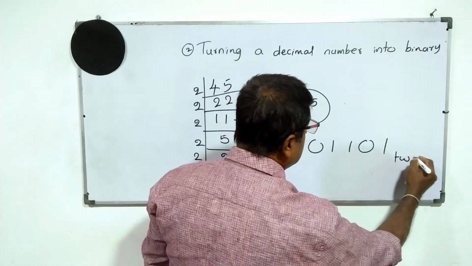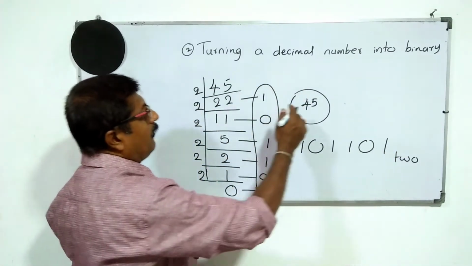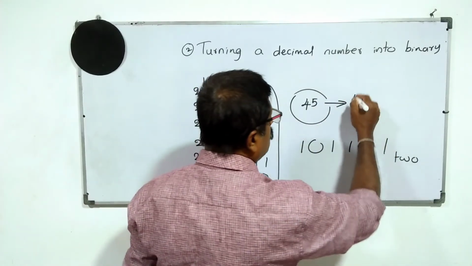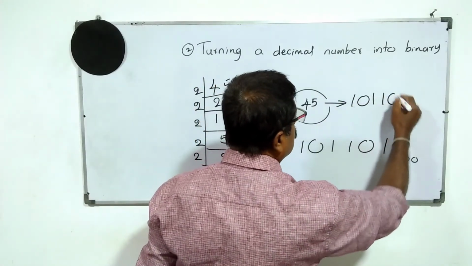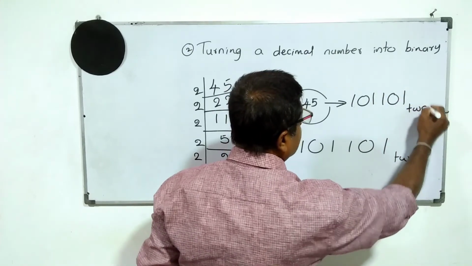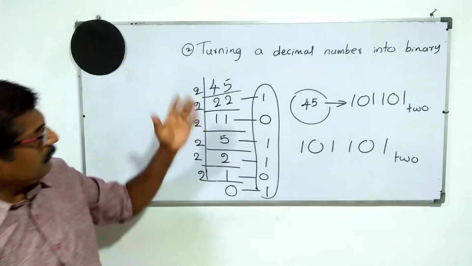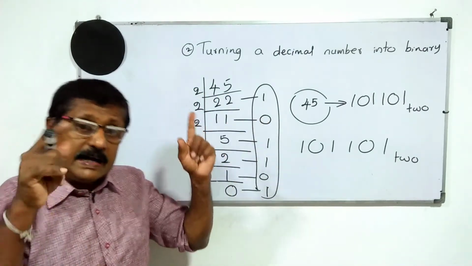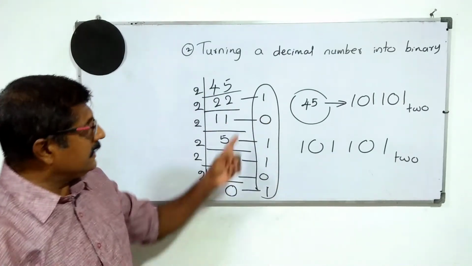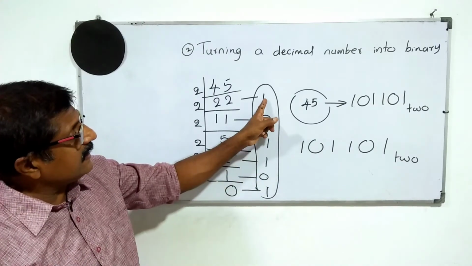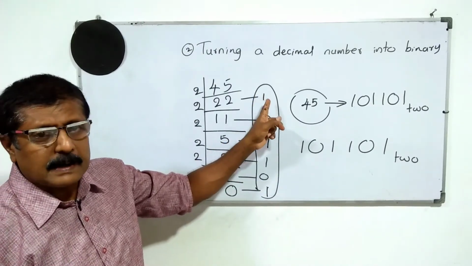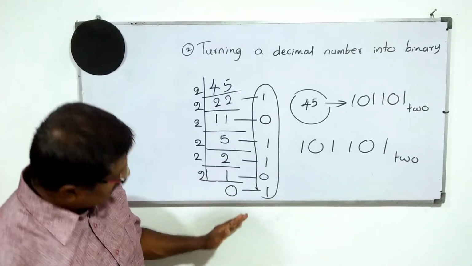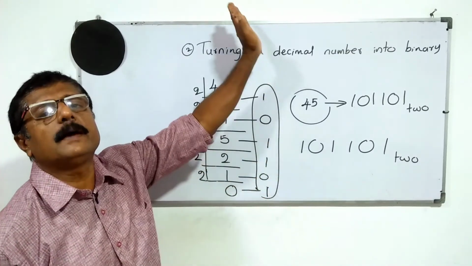But write 2 in here. Then 45 in decimal is equal to 1, 0, 1, 1, 0, 1 in binary. This is the way. When you divide, if there is no remainder, put 0. If there is a remainder, then write the remainder. The number that comes first goes to the unit place. Therefore, this is the highest one. Start from the bottom and write the number like this.